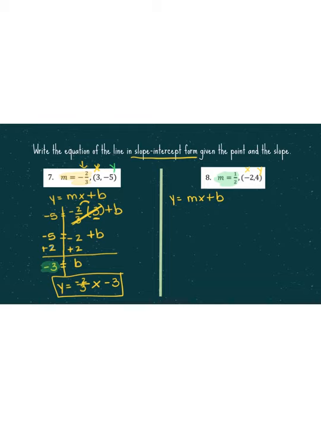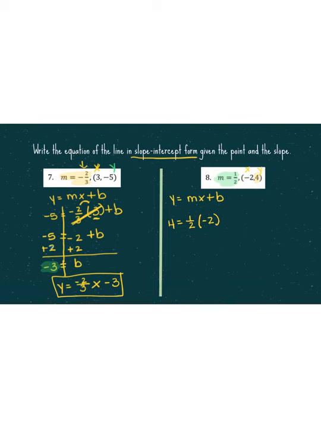Okay, so I see right there that my y is a 4. So I'm just going to start with 4 equals my m, which I already know, my m is that slope, 1/2, and then I'm going to use parentheses. My x is a negative 2, so put a negative 2 in there.